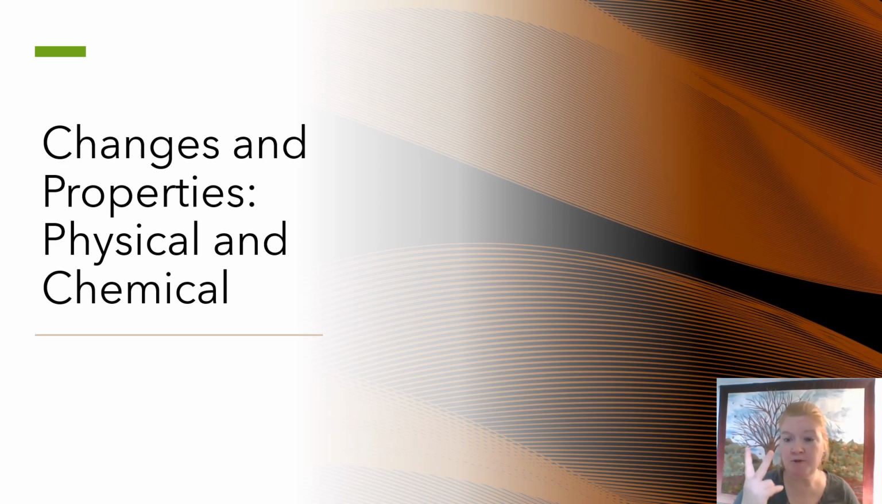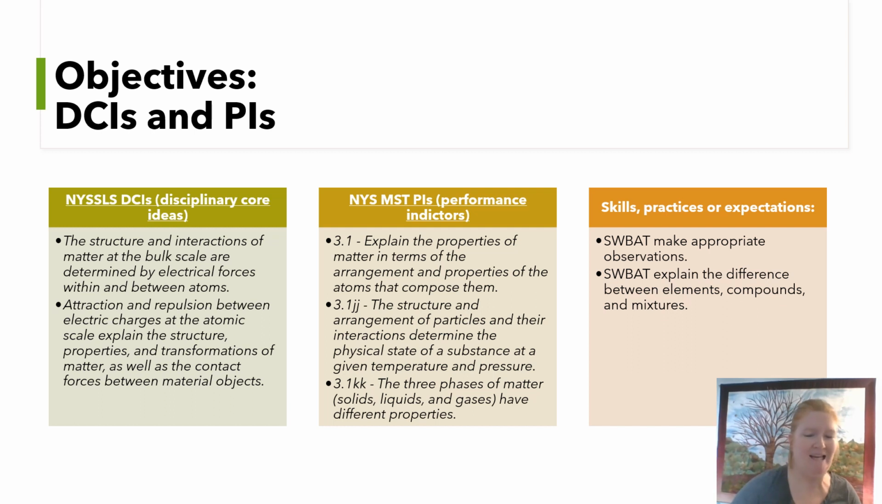Okay, we're going to talk about two separate things. We're going to talk about changes and we're going to talk about properties. So we're going to talk about physical and chemical properties and physical and chemical changes. All right, so we're going to discuss what they are, examples of them, what they mean, all that good stuff. Again, here's the objectives. Pause it and peruse it if you wish.